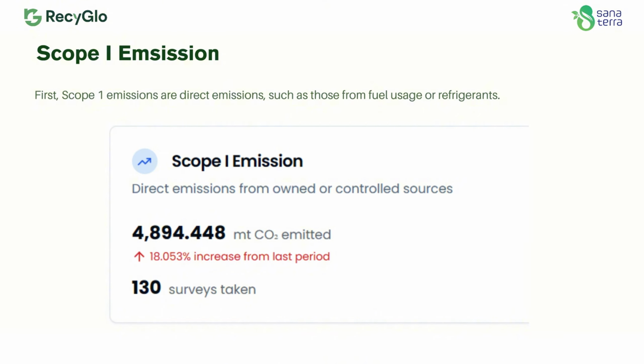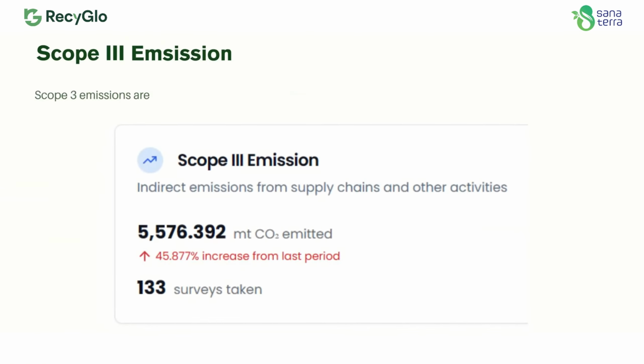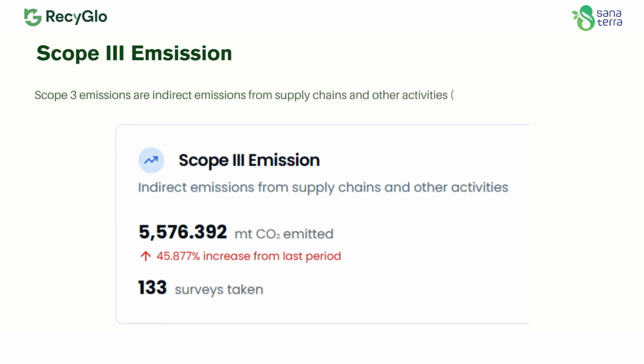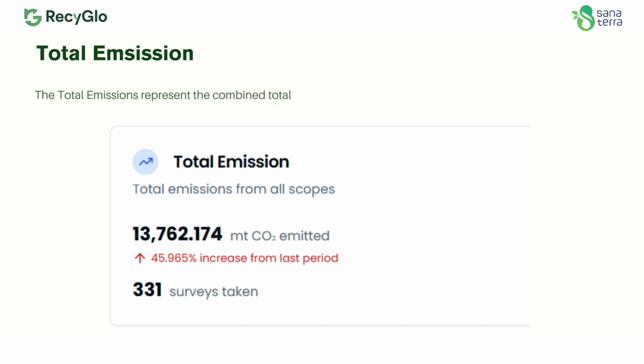First, Scope 1 emissions are direct emissions, such as those from fuel usage or refrigerants. Scope 2 emissions are indirect emissions from purchased energies like electricity. Scope 3 emissions are indirect emissions from supply chain and other activities such as transportation. The total emissions represent the combined total from all three scopes.